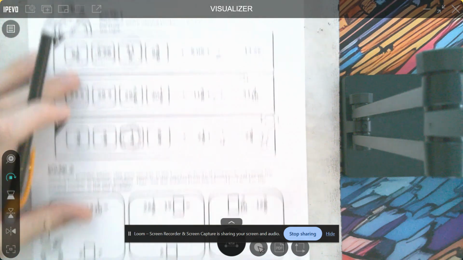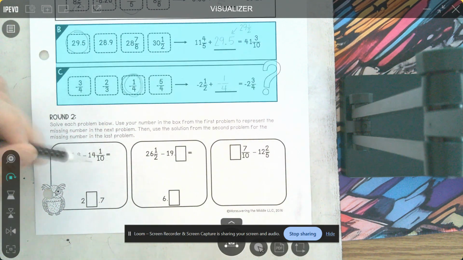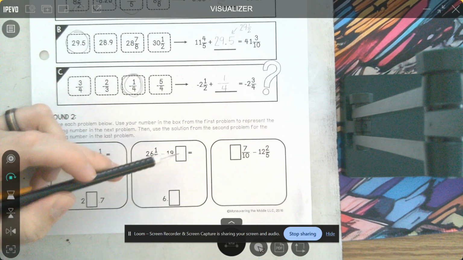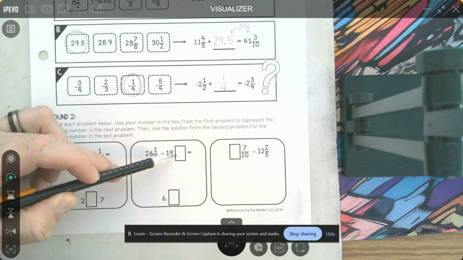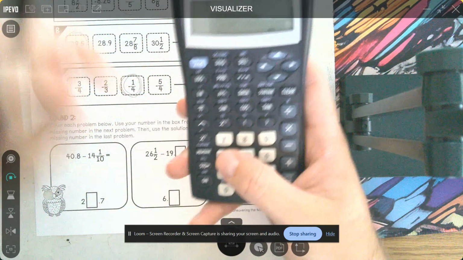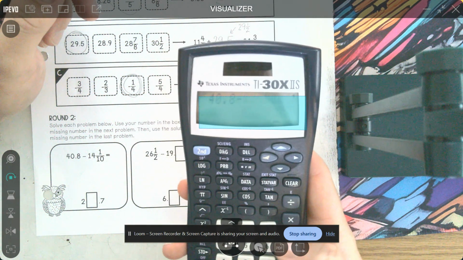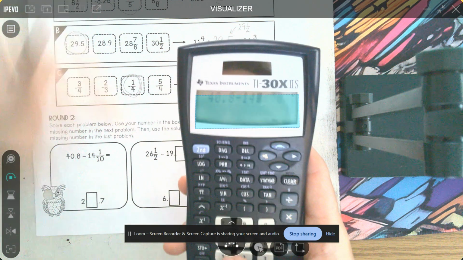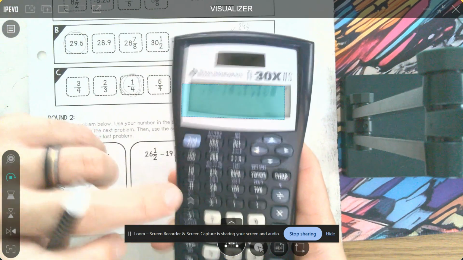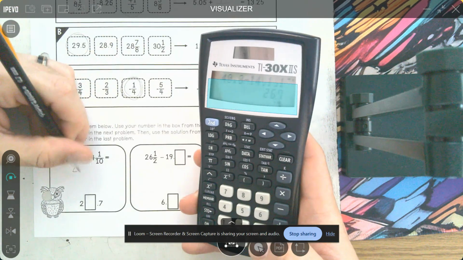Moving on to round 2 of the mathematical bee. We need to find our answer here. We're going to use the answer from this box and put it in the second box to find the answer. So here we go. 40.8 minus 14 1/10. Let's put it in our calculator. 40.8 minus 14 and 1/10, and you get 26.7.